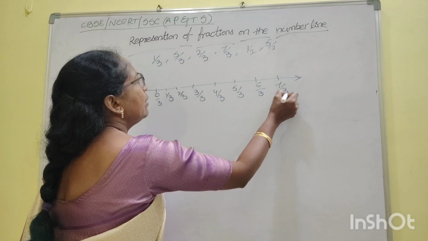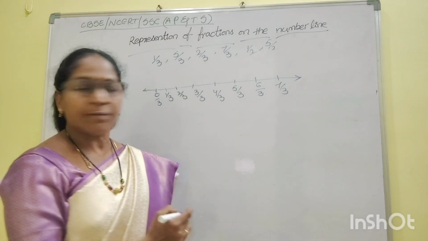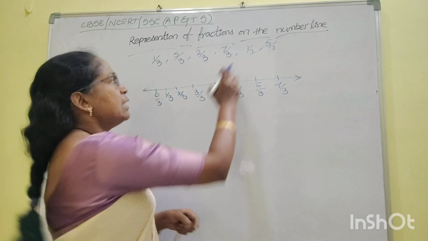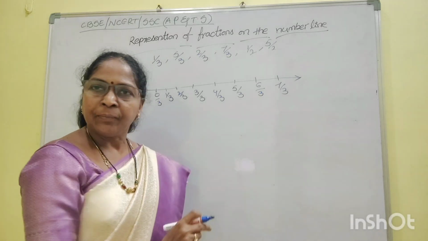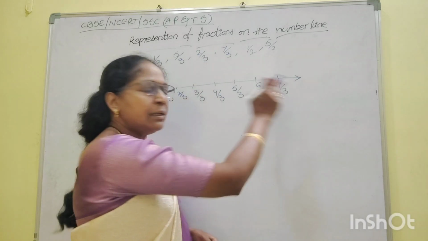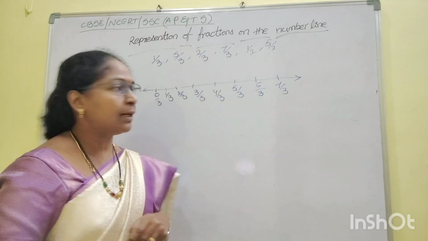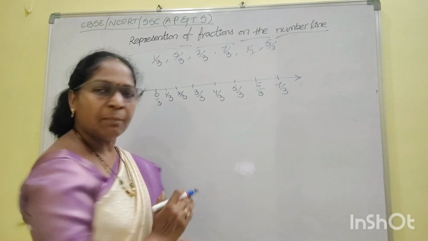7 by 3. Why? Because what is the last number here? 7 by 3. But these two numbers are different. Why? Because the denominator is 2 here, but 3 there. Same denominator terms you can represent on one line, and another one you can represent on the other line. So first you have to write the numbers like this.